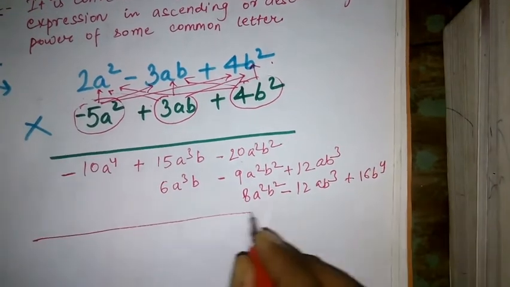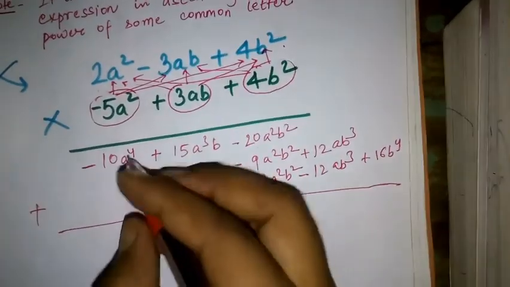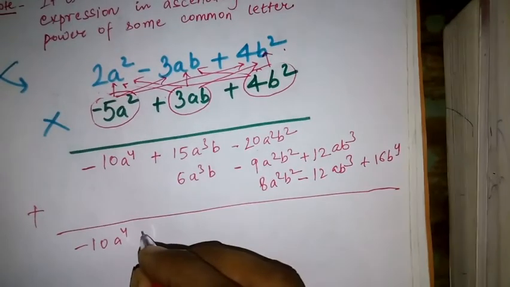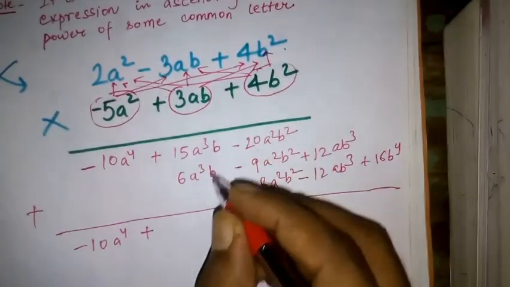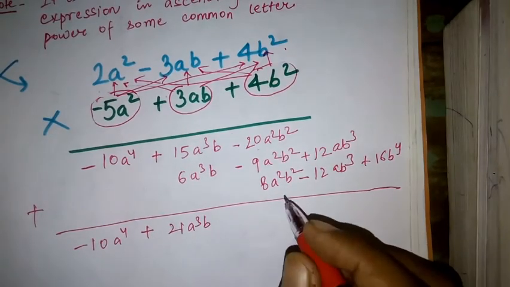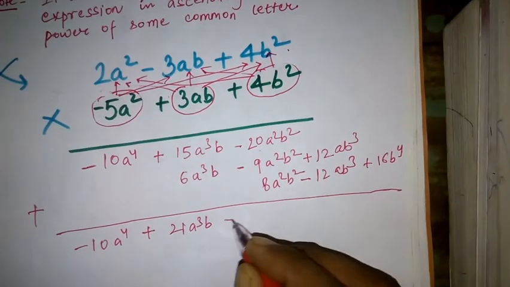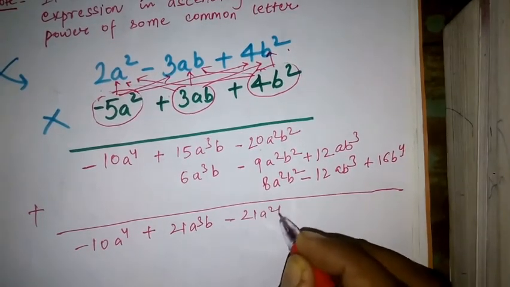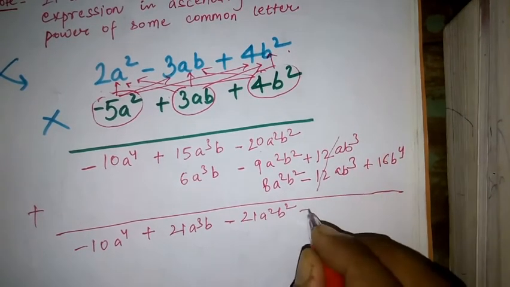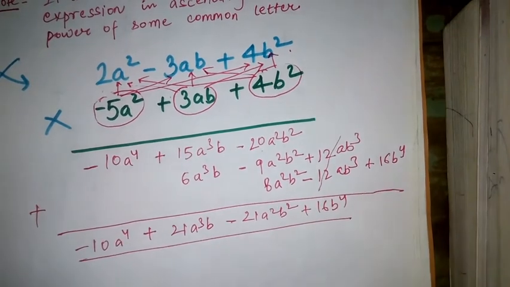Now adding: minus 10a raised to the power 4. Then 15a cube b plus 6a cube b is equal to 21a cube b. Next, after adding, minus 20a square b square minus 9a square b square plus 8a square b square gives minus 21a square b square, and the ab cube terms cancel out. And here 16b raised to the power 4. So this is our product.